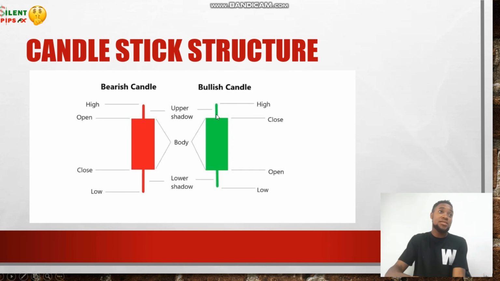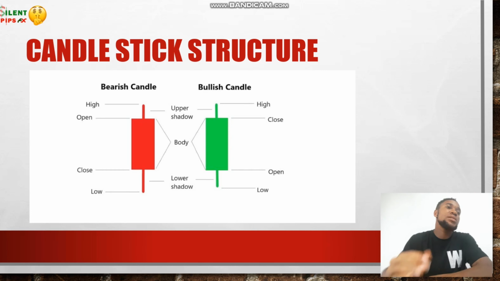Now the structure of a candlestick, if you look, we have two candlesticks here. We have a bearish candlestick, we have a bullish candlestick. The bearish candlestick most of the time is indicated with a red color or a black color, whereas a bullish candlestick is indicated with green, blue, or in some cases white. Whatever the case, you should know that the bear indicates a candlestick that shows a decrease in price. The market is falling. The bull shows the market is rising.